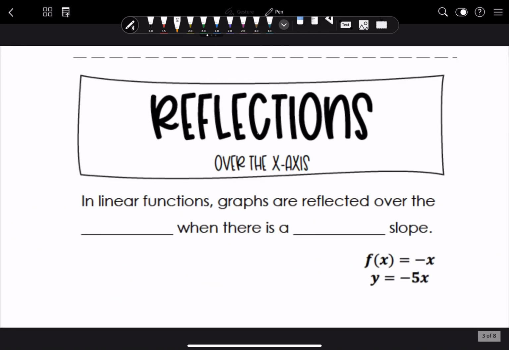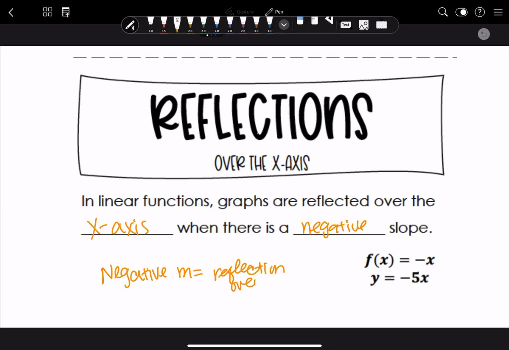So in linear functions, graphs are reflected over the x-axis when there is a negative slope. So pretty much, if you have a negative m, then you can say that it's a reflection over the x-axis.